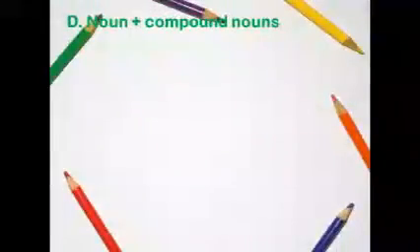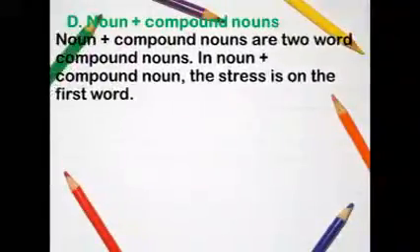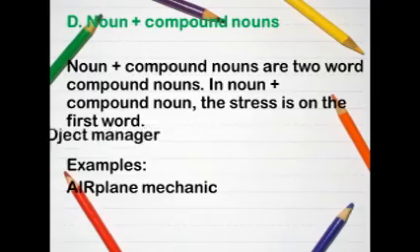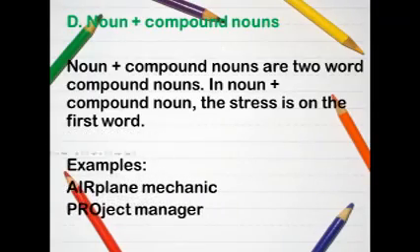Noun plus compound nouns. Noun plus compound nouns are two-word compound nouns. In noun plus compound noun, the stress is on the first word. Here are the examples. Airplane mechanic, project manager, board member.